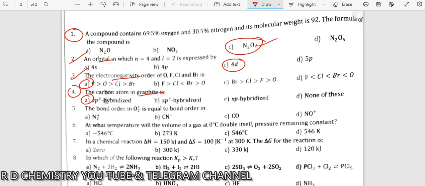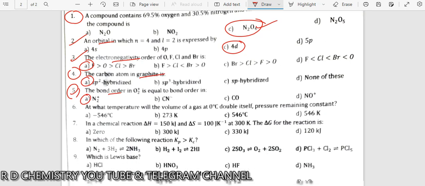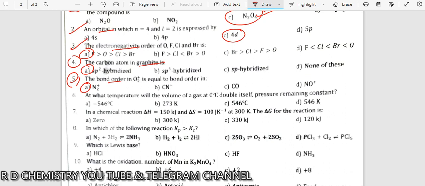Question number 5 from the chemical bonding and asking for the bond order. Answer is option number A. Question number 6 is from the states of matter and they're asking for the pressure remaining constant. That is one of the gas laws, and the answer is option number D.